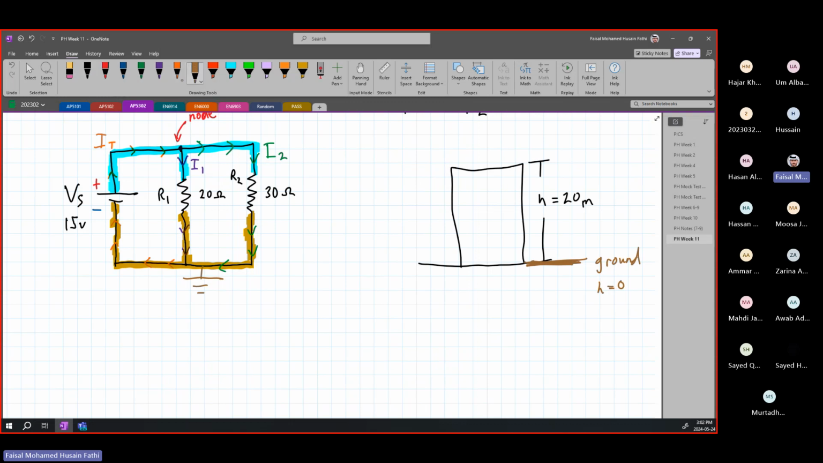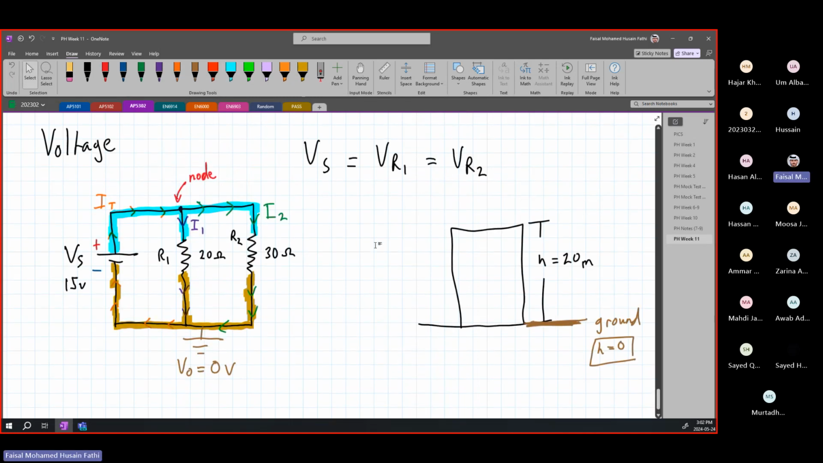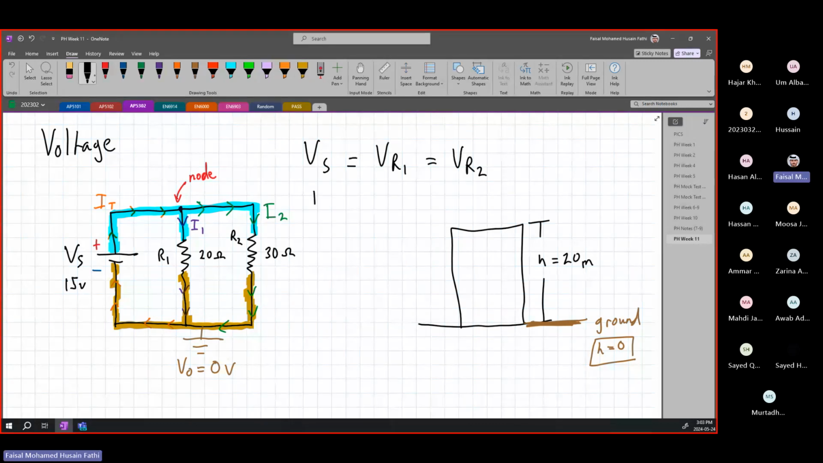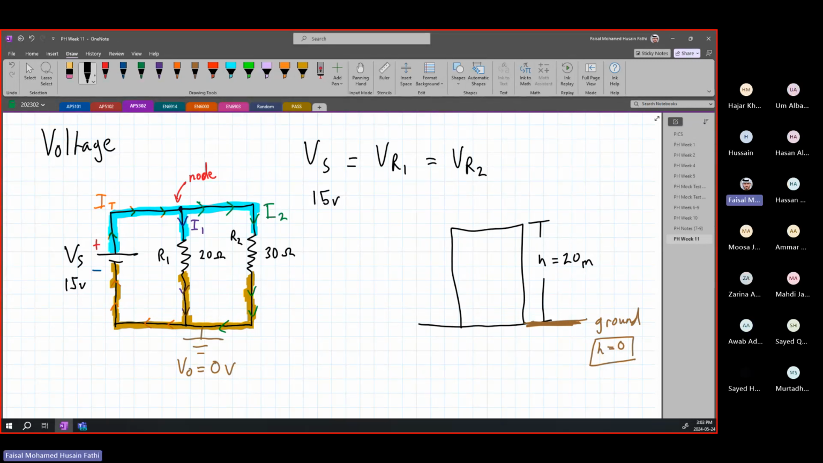Why am I saying this to you guys? Because, like I said, our ground was H equals 0. This ground voltage V0 is also assumed to be at 0 volts. This is just our reference point. So when we said that Vs is equal to VR1 equal to VR2, Vs is 15 volts, so VR1 is equal to 15 volts and VR2 is also equal to 15 volts.